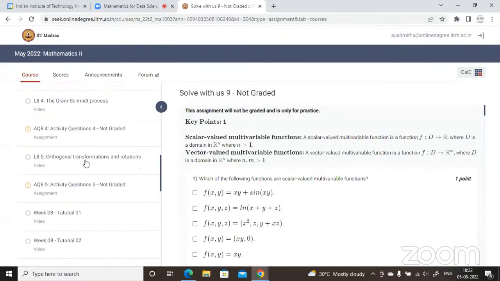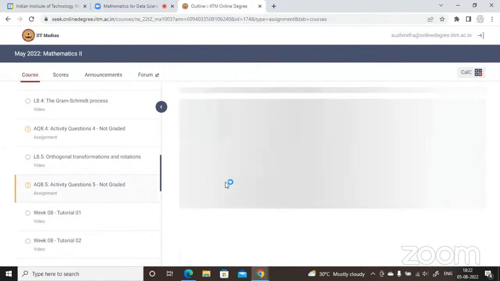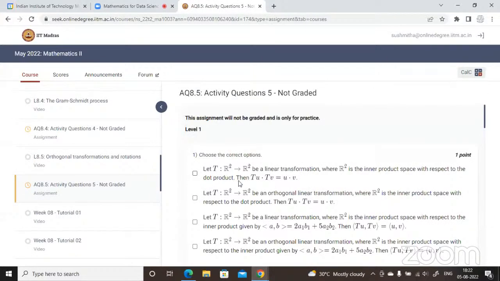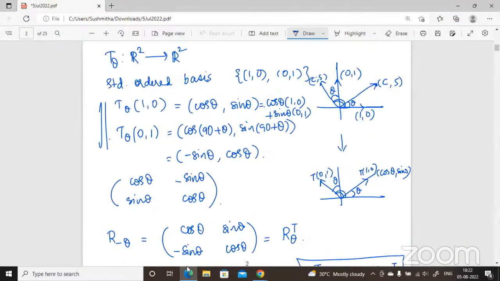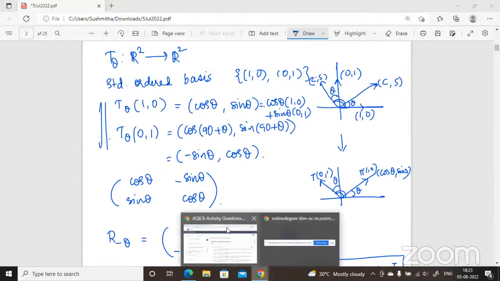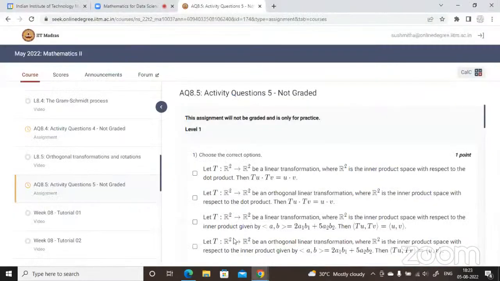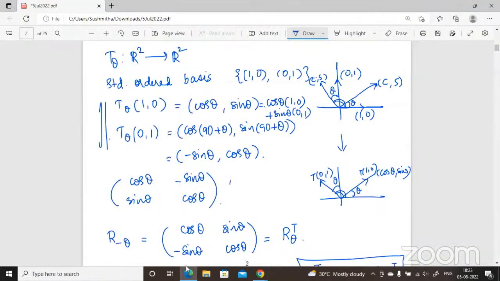Yeah, 8.5. Ma'am, that minus sin theta, is that the standard order, like cos theta, minus sin theta and then sin theta, cos theta? Do we need to remember this, or the sign convention, is it minus? Yeah, when we take the standard ordered basis, we get cos, minus sin, sin, cos, right? So this is the rotation matrix. We need to remember this one, right? Yeah. Okay.